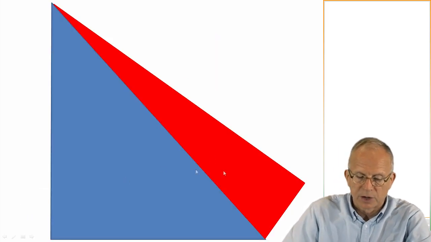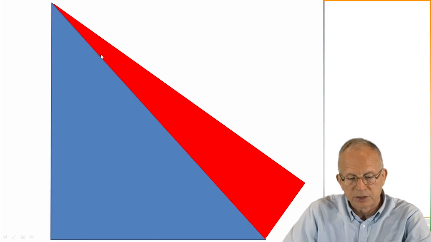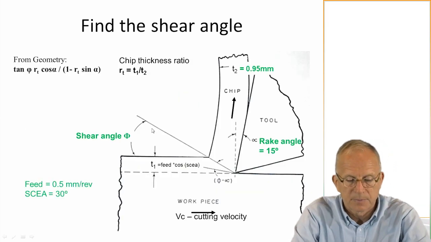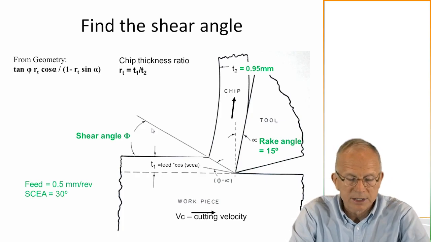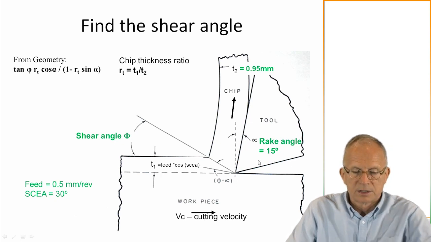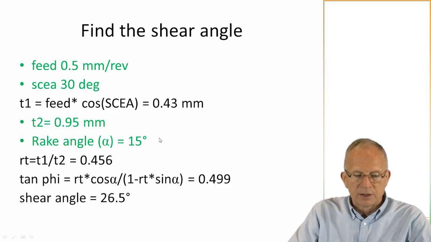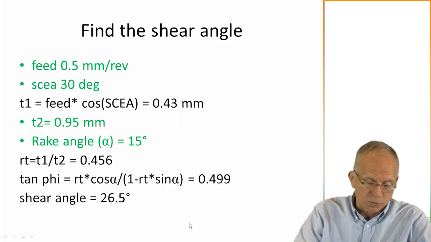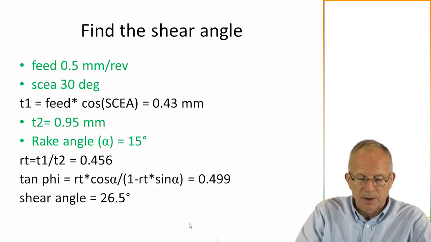And so there's the two triangles in another depiction. And so this is the shear plane here, the border between the red and the blue, and the chip is going up that way. And the undeformed material is coming into the zone this way. So if you want to try a little example, I've just put in some numbers, and here's the feed, the side cutting edge angle, there's the shear angle, there's the rake angle. So it's an example problem, and this shows the results. The green is the given, and the black is what was calculated. And it turns out that the shear angle is 26.5, so you can give that a try and see if you can come up with the same answer.